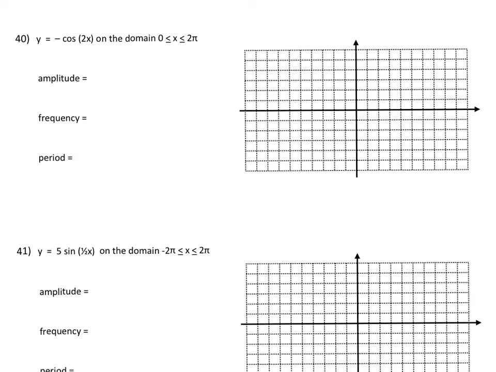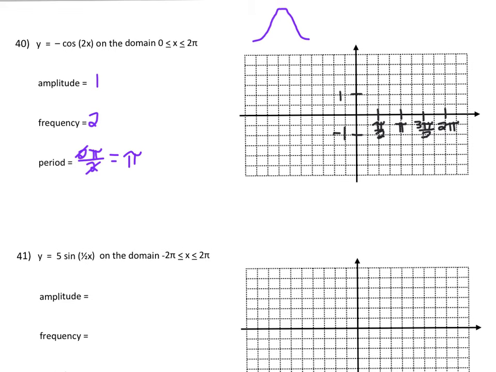Okay, so in number 40, the first thing we have to find is the amplitude. Now, technically, even though there's a negative 1 in front of the word cosine, amplitude always has to be positive. So the amplitude is going to be equal to positive 1. That negative just tells us that the cosine curve is reflected over the x-axis. Our frequency is 2. And since period is equal to 2 pi over the frequency, 2 pi divided by 2 simplifies to pi. So this negative tells us that our cosine curve is going to start low, come up high, and end off low.